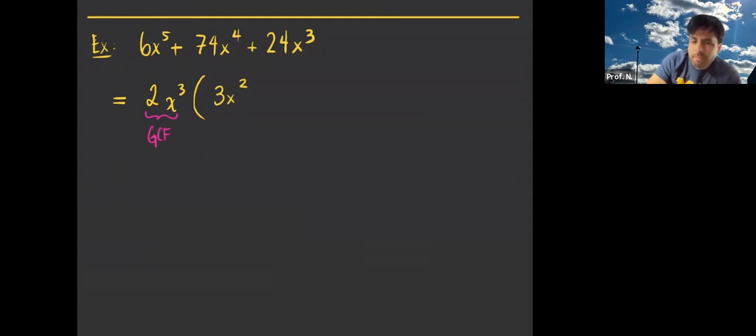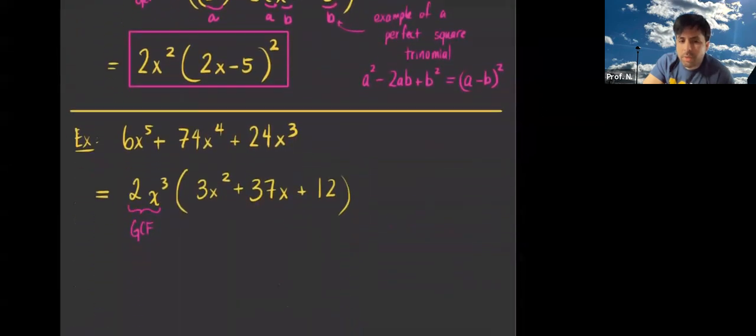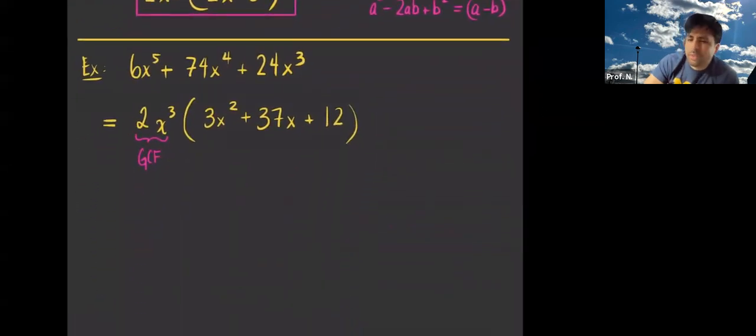I get 37x, right? 37x. And then when I factor out the 2x cubed out of 24x cubed, I'm left with plus 12. And then I have a trinomial again, right? It's very similar to what I got here. I got a trinomial. But now let me ask, is this a perfect square trinomial?